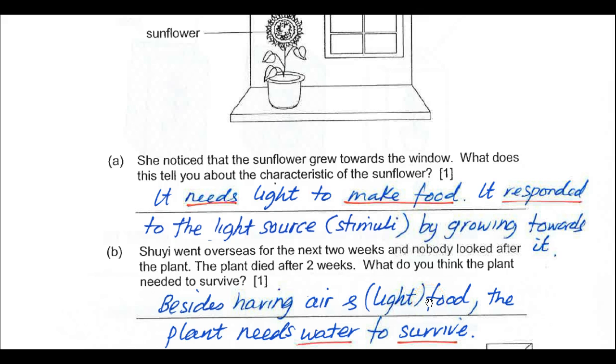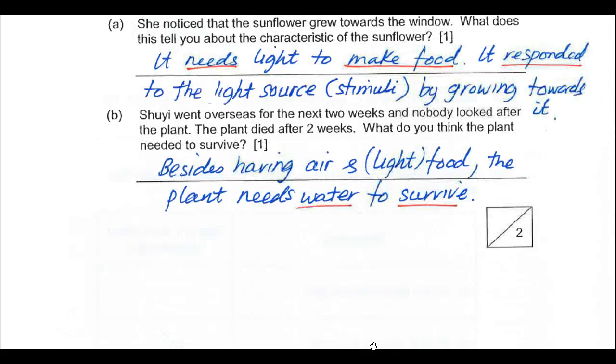The plant needs water to survive too. So it is phrased this way: besides having air and light available here, the plant needs water to survive, as a complete condition that needs air, food and water for a living thing to survive.